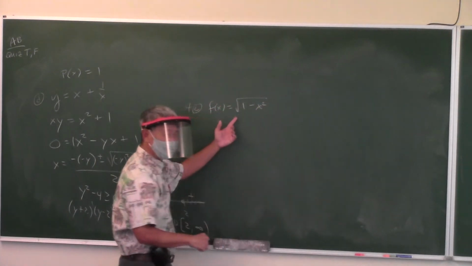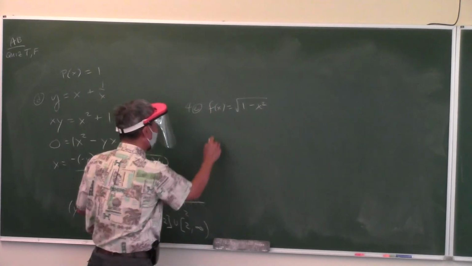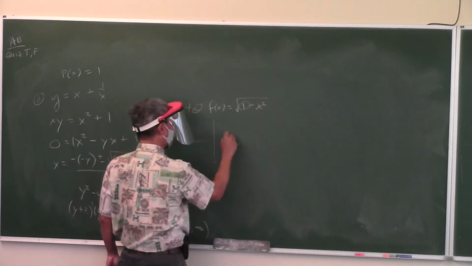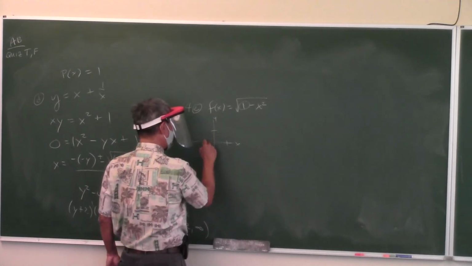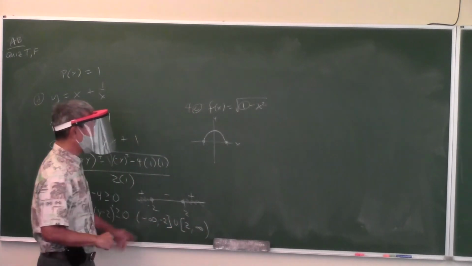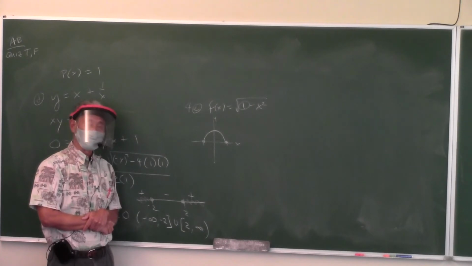What is this graph again? Rhymes with hemicircle. It's a semicircle. The square root of this number is the radius. Does that pass both the vertical and the horizontal line test? No, so it's not one-to-one.